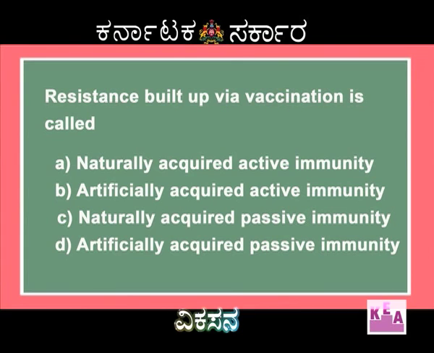Now, we move on to the next question. Resistance built up via vaccination is called. This is the question. Options are like this: A. Naturally acquired active immunity, B. Artificially acquired active immunity, C. Naturally acquired passive immunity, D. Artificially acquired passive immunity. Now, let us look into the options.